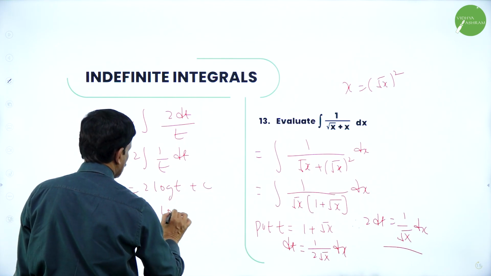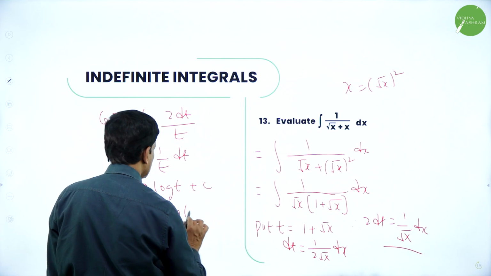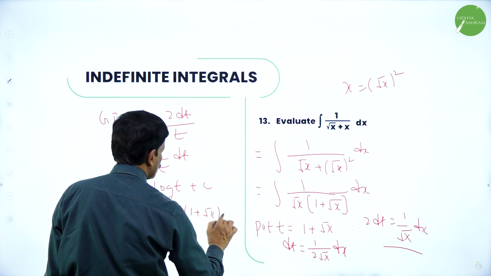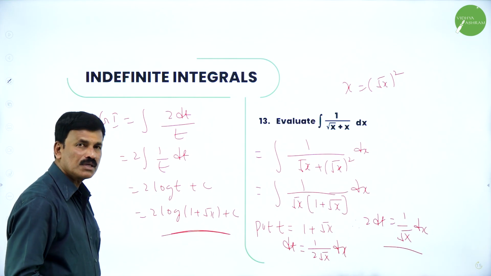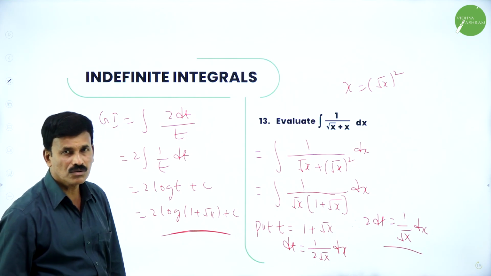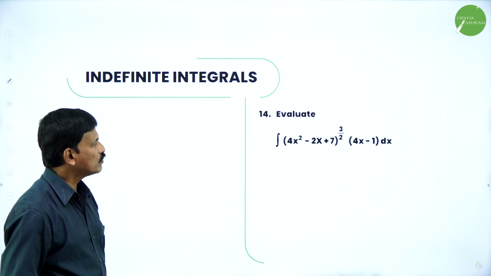This is 2 times logarithm of what is t we have taken? t is equal to 1 plus root x, plus c is the integrated answer. That is it. 2 into log of 1 plus root x plus c is the integrated answer. Okay. Now, move on to the next problem.